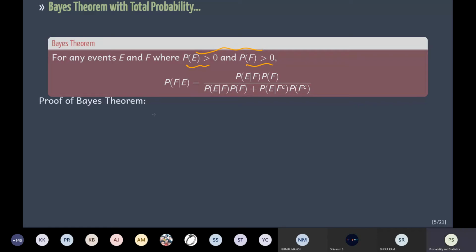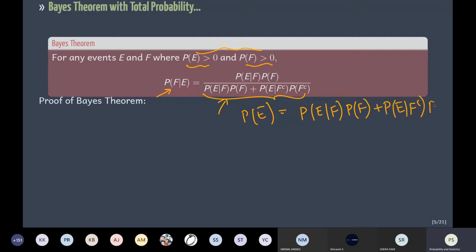So probability of F given E, this is again Bayes theorem only, but what we have done is that we have replaced the denominator, which was earlier probability of E in the previous statement, and we use the total probability now. So probability of E is nothing but probability of E given F, so this is just total probability applied on this. So probability of E given F, this we did in the last class, and probability of F complement. So this is what is written here. We just substitute that.